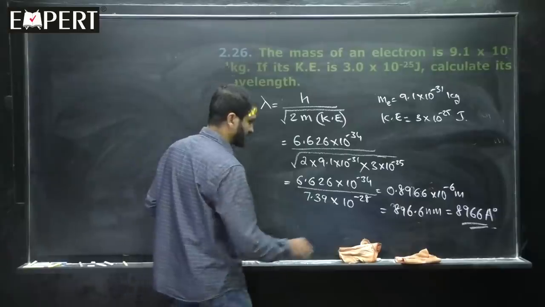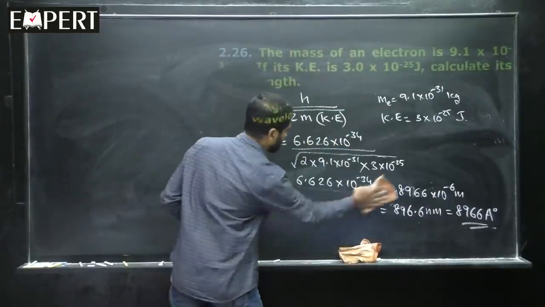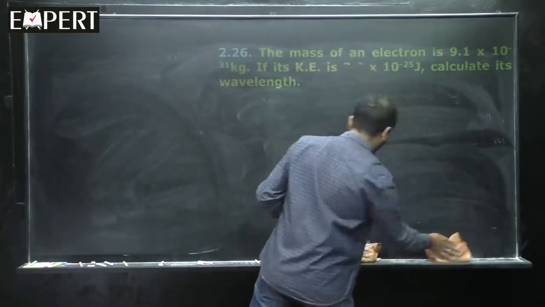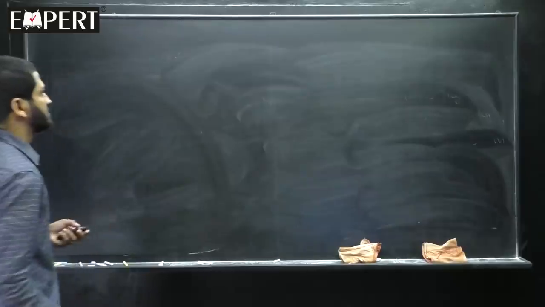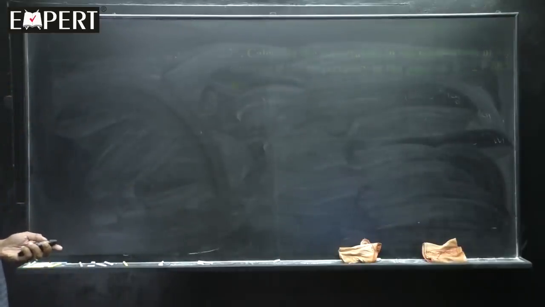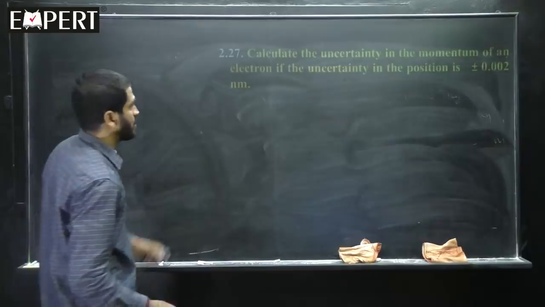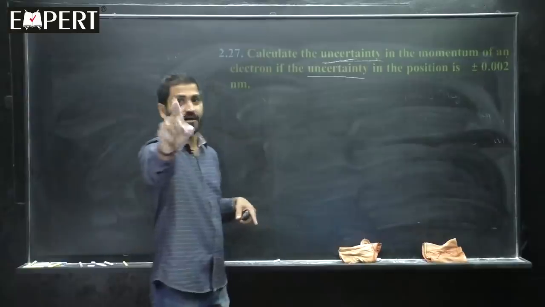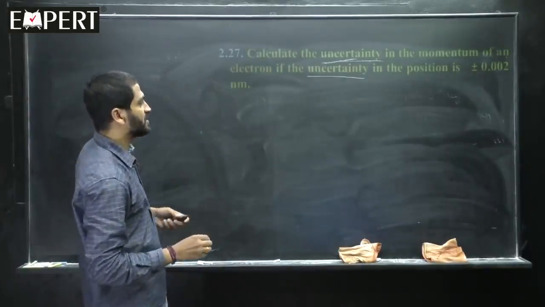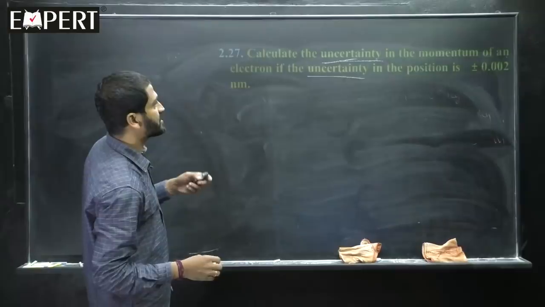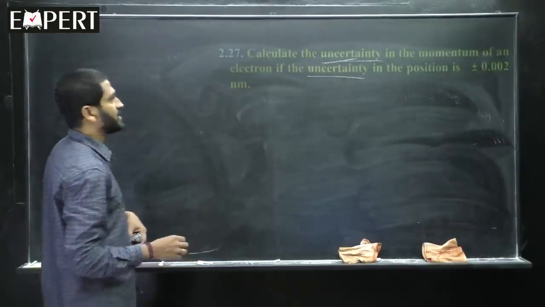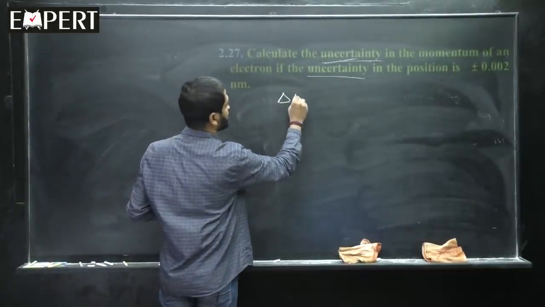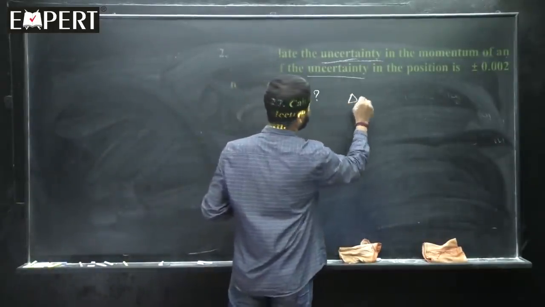Okay. Now, last questions related to Heisenberg uncertainty principle, that would also be asked numerical. Calculate the uncertainty in momentum of an electron. If they use the term uncertainty, obviously it is related to Heisenberg uncertainty principle. In the momentum of an electron, if the uncertainty in position is plus 0.002 nanometer, uncertainty in position is given. So, here we have to calculate uncertainty in momentum, where uncertainty in position is given.